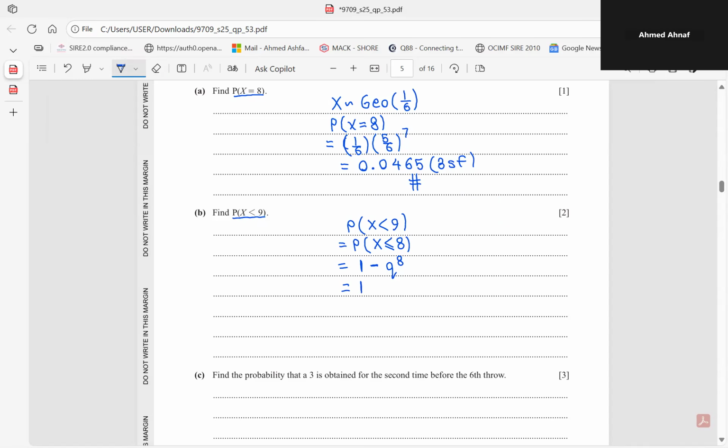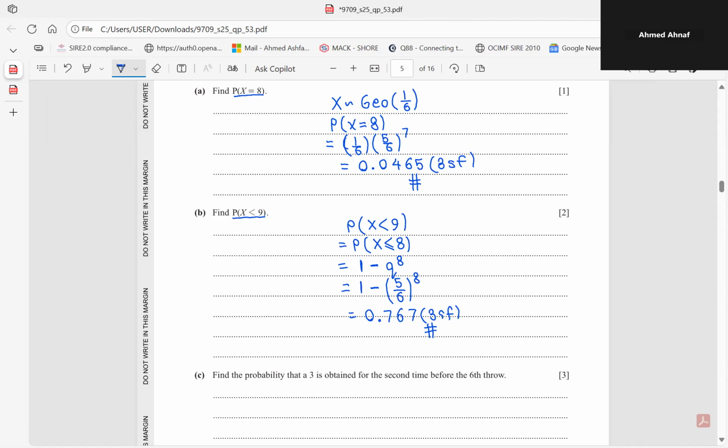Okay, so this is 1 minus 5 over 6 to the power of 8. You get 0.767 to 3SF. So this is our final answer for this part.